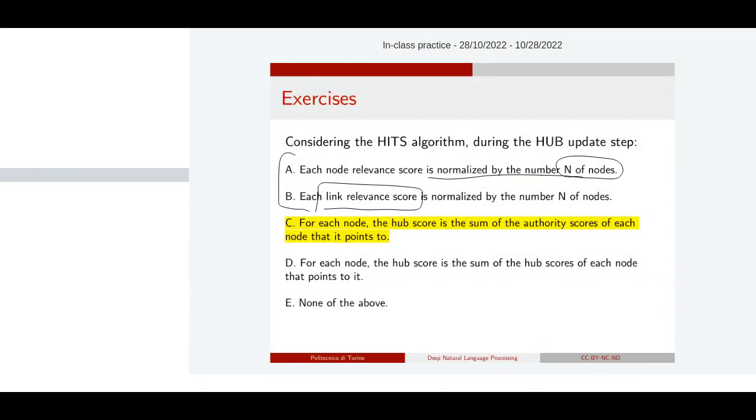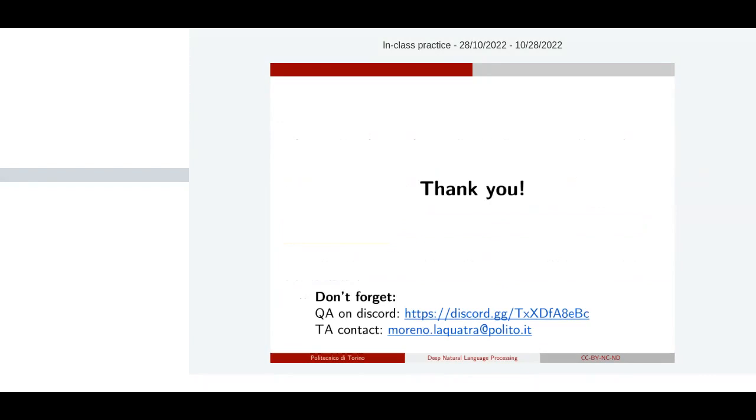Then why is this one wrong? Because the hub score is not the sum of the hub scores of each node that points to it. It's the sum of the authority scores, and the authority score is the sum of the hub scores, and vice versa. Is it clear? Okay. So if it's clear, this concludes my exercise.